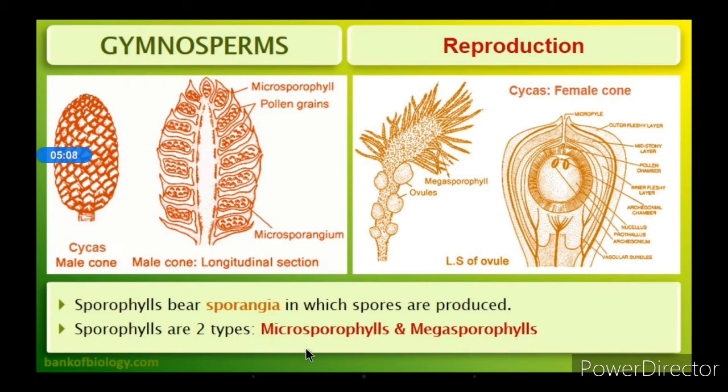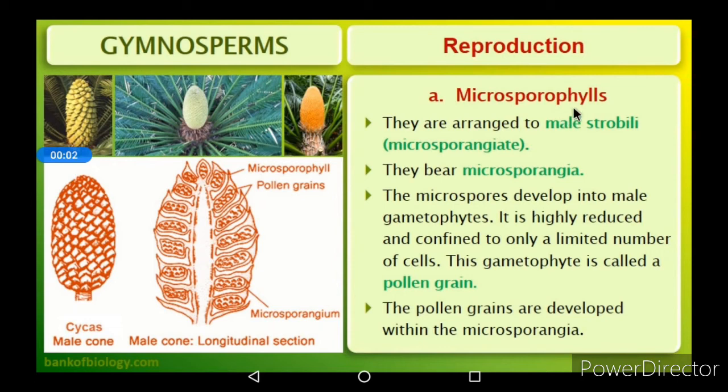You know microsporophylls are related to the male cone, and megasporophylls are related to the female cone. You can see here the picture of both. Next are the microsporophylls, which are the male cones.